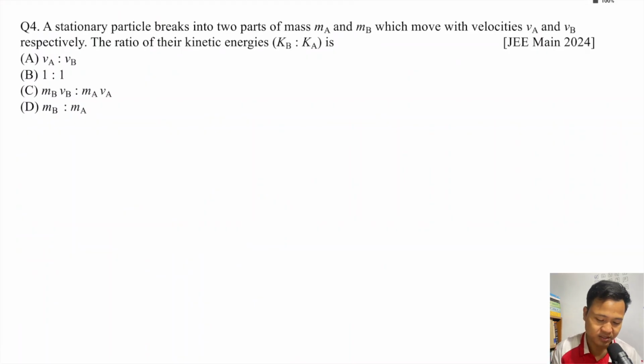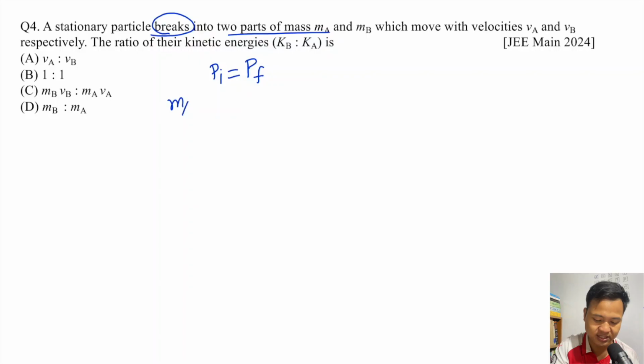A stationary particle breaks into two parts of mass MA and MB, which move with VA and VB. So the ratio of their kinetic energy is? The particle breaks into two parts. In this question you have to assume that there are no external forces here, which means you can conserve momentum. Initial momentum equals final momentum.